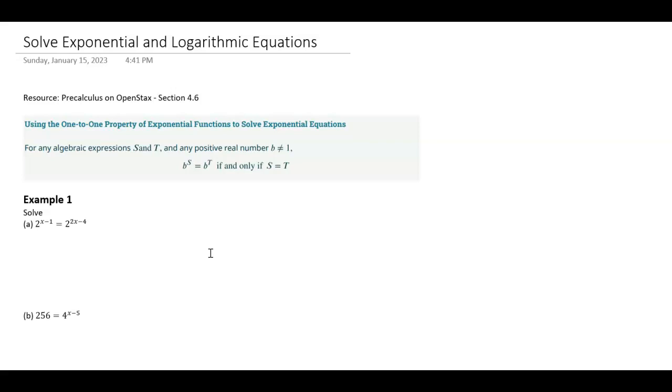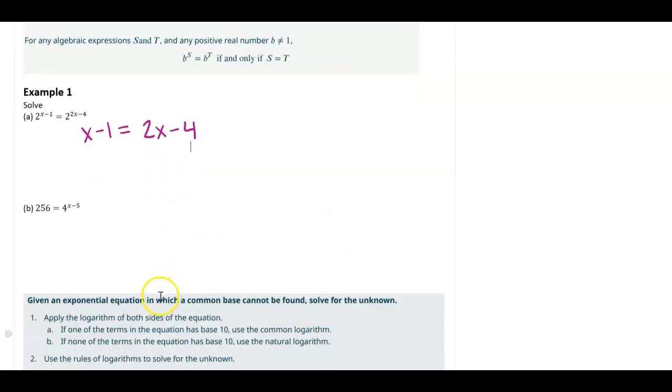In this very first example, they're already written in the same base. So all I have to do to solve this is let the two exponential powers be equal to each other. And then this just becomes solving an equation like you normally would in an algebra class. So I could subtract x on both sides and add 4 on both sides. If I do that, I get that 3 equals x.